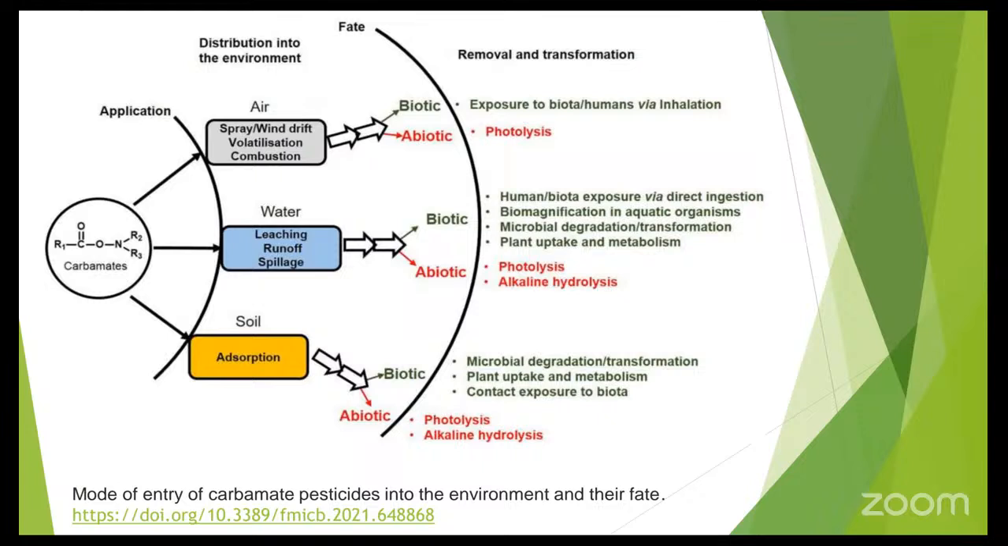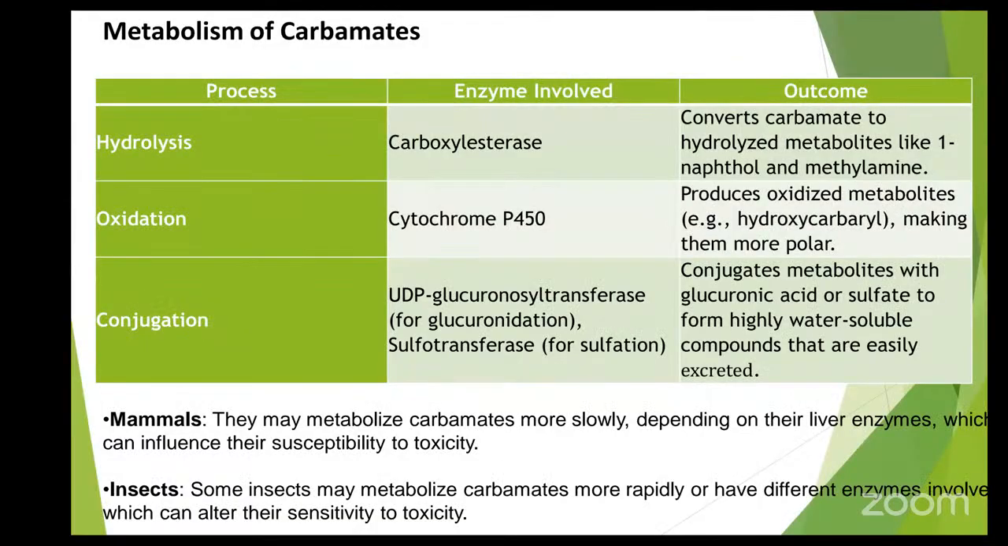So carbamates, upon their application, get distributed into the environment via air, water, and soil. Then the removal and transformation happen through exposure to biota, humans by inhalation, photolysis, alkaline hydrolysis, and microbial degradation. All this happens once the carbamate enters the environment.